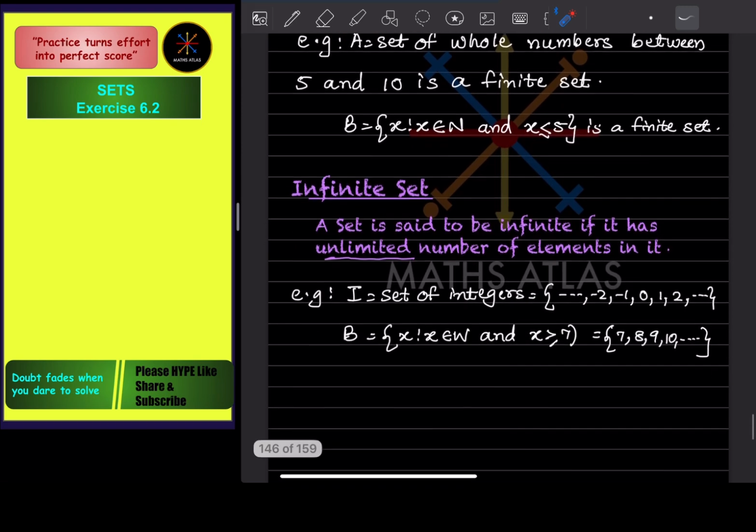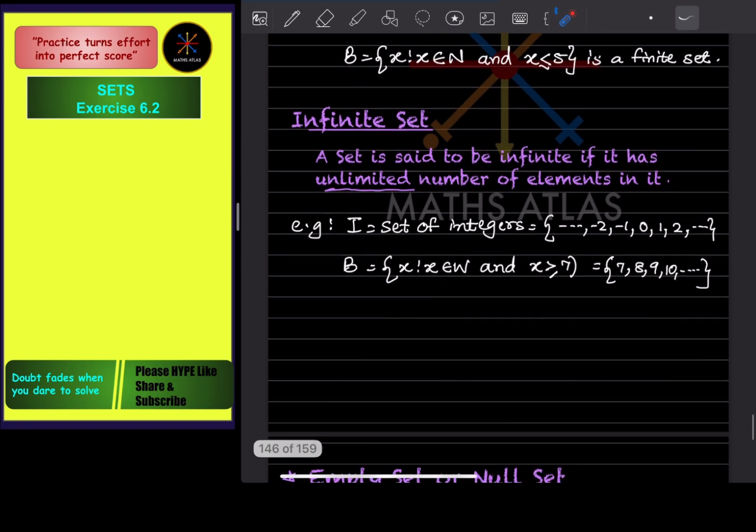So this is a finite set. Now let us see the infinite set. A set is said to be infinite if it has an unlimited number of elements in it. Now we can see I is equal to the set of integers. We always write the set in curly brackets. So here there are some numbers, then -2, -1, 0, 1, 2, and again some numbers. These are infinite numbers; it goes on on both sides. So this is an infinite set.